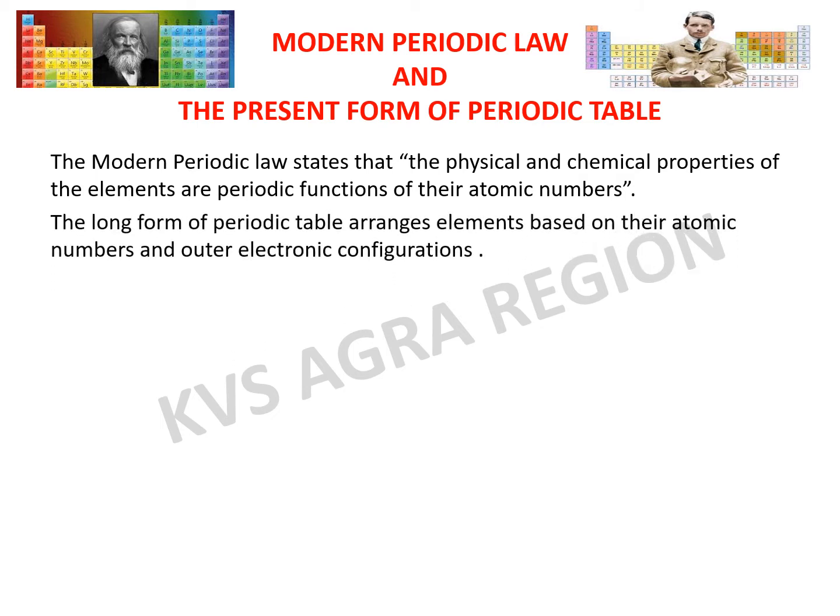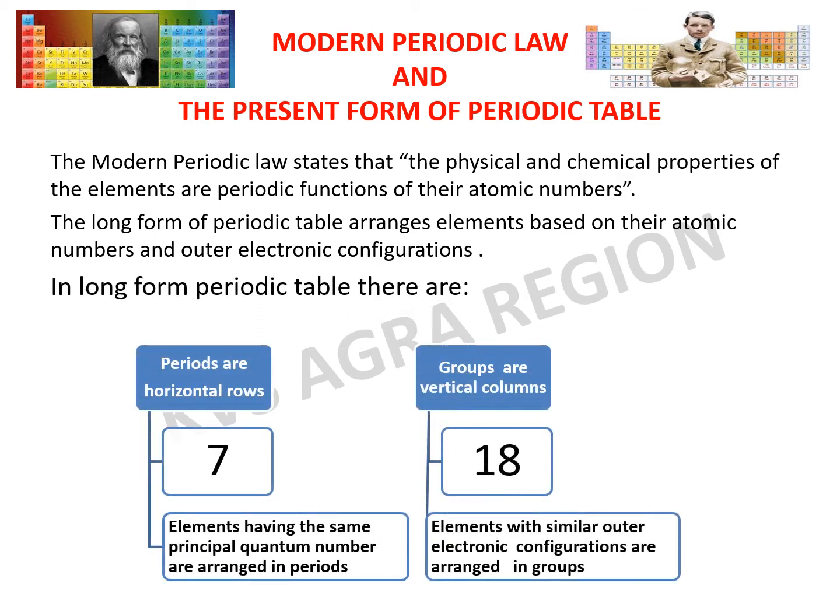numbers. The long form periodic table arranges elements based on their atomic numbers and outer electronic configuration. In the long form periodic table, there are 7 periods and 18 groups. Periods are horizontal rows and groups are vertical columns. Elements having the same principal quantum number are arranged in periods, whereas elements with similar outer electronic configuration are arranged in groups.